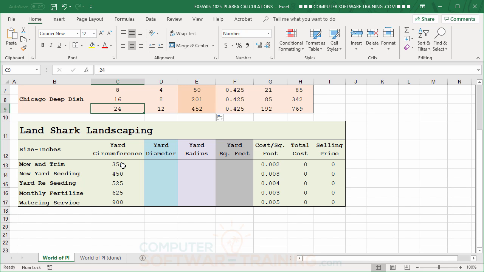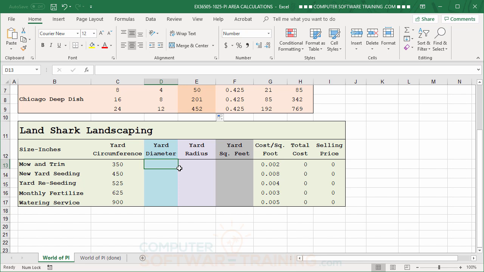So let's say you're going around somebody's yard, and you measure it out, and it ends up being 350 or 450, whatever. How are we going to then determine the amount of square feet in that case, right? Okay, so here's how you do it. Well, first of all, we have to figure out the diameter, okay? So we're going to go over here to the diameter spot. And how are we going to do that?